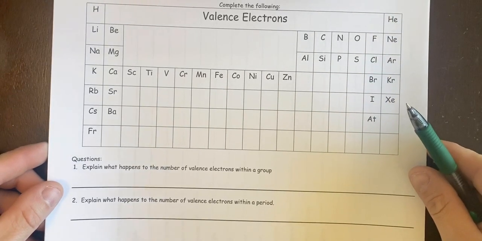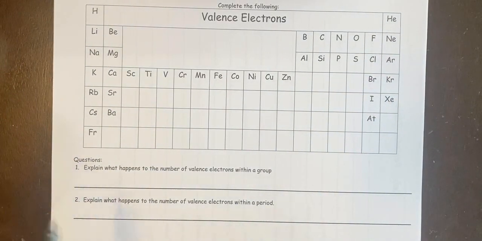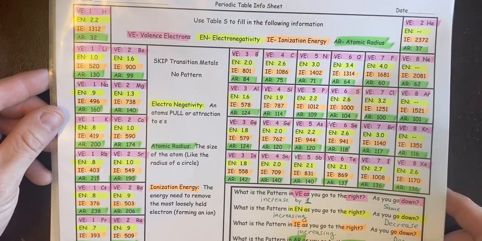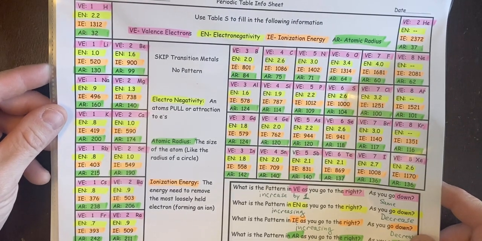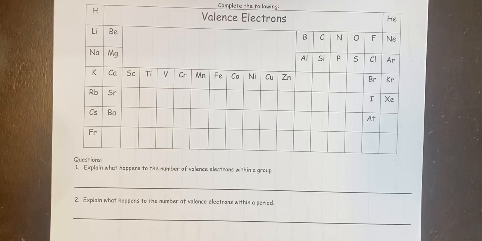Okay, so for valence electrons, all you're going to do is write in the valence electron numbers for the elements that I have symbols for, all right? Just those, meaning if the box is blank, then don't write it out. You're going to write them out, and then you're going to answer the two questions about the trend. It should be pretty easy. And if you have this sheet with you, it should make filling this information out very, very easy because now all the information is in one spot.